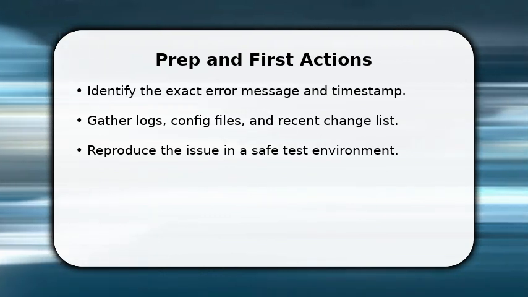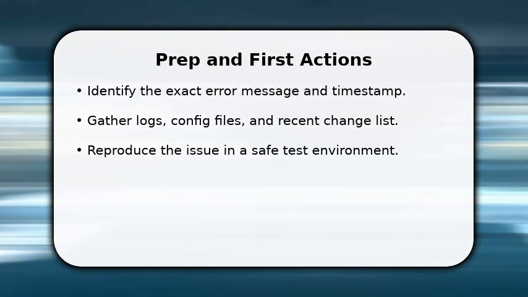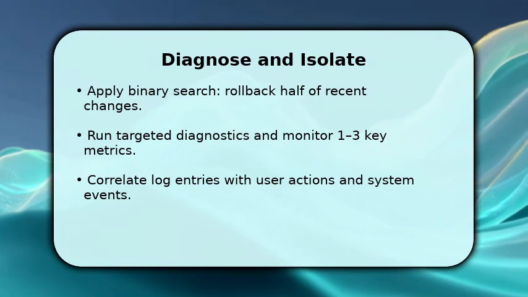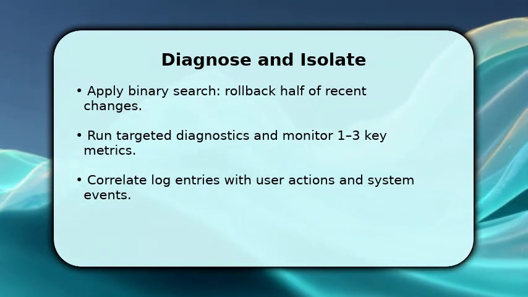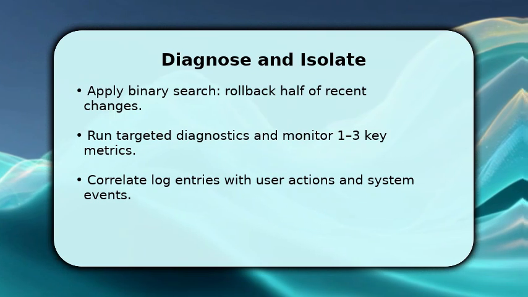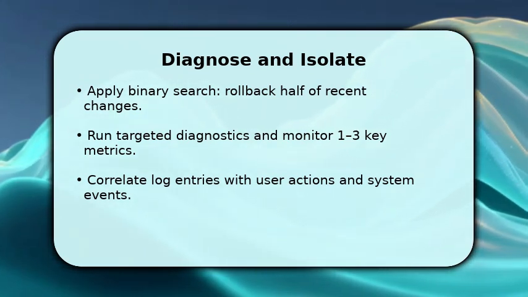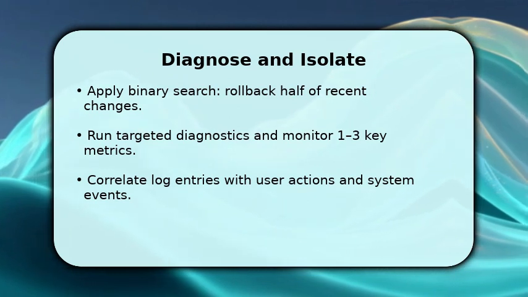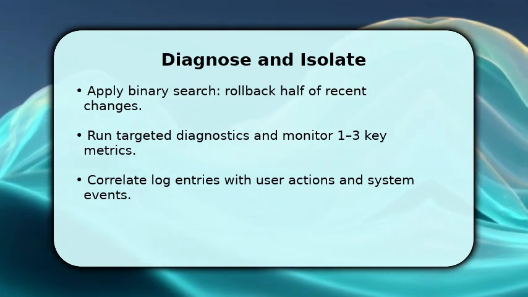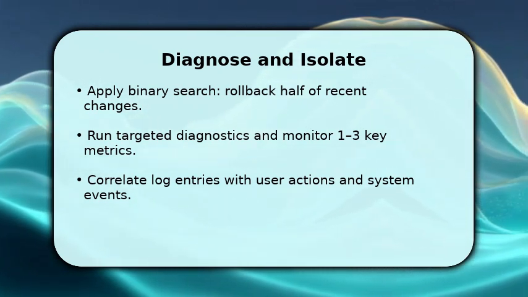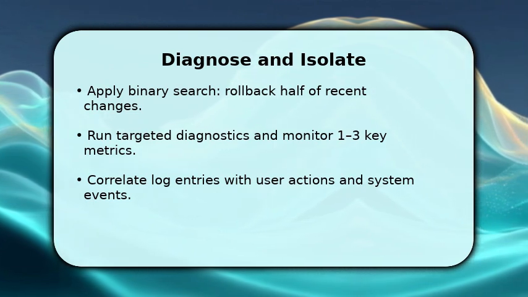This first step reduces guesswork and prepares you to prioritize fixes based on reproducible evidence rather than assumptions. You now dig into diagnosis by isolating variables. Use a binary search mindset and roll back half of the recent changes to see if the error disappears. While doing that, run targeted diagnostics and monitor 1 to 3 key metrics like CPU, memory, and error rate to spot correlations. Make sure to correlate log timestamps with user actions and system events to find causal links.